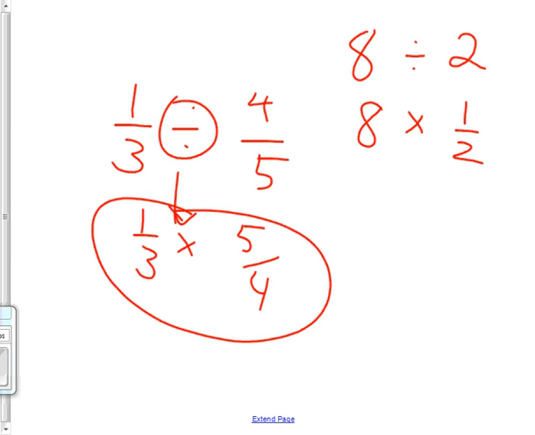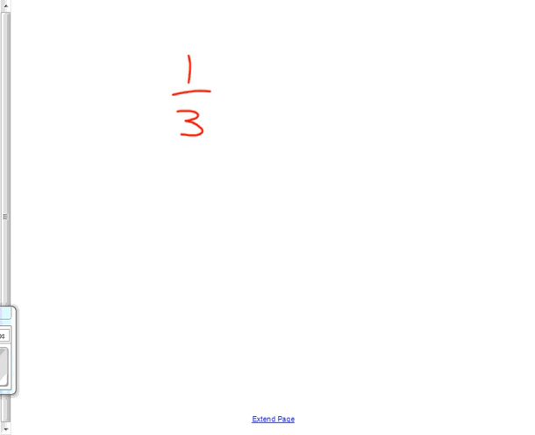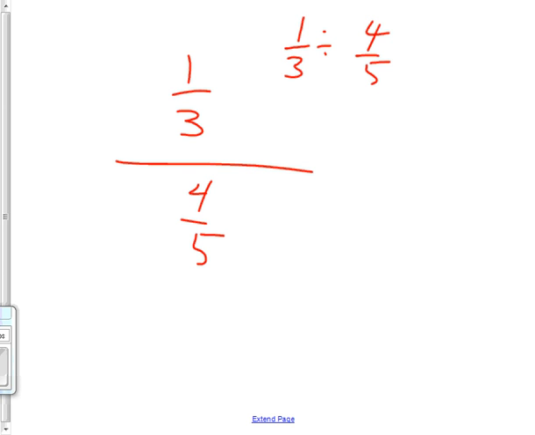All right. Now, can you see that this is actually the exact same thing? Is it an add, subtract, multiply, or divide problem? It's a divide problem right now. Could I change it to a multiply problem? Yeah, same idea. I could say that this is 1/3 divided by 4/5. But that wouldn't be very easy. 1/3 times 5/4 would be easy.